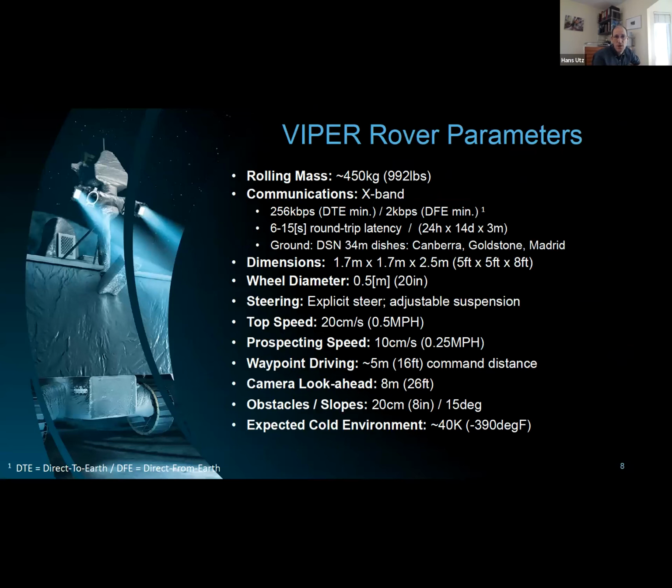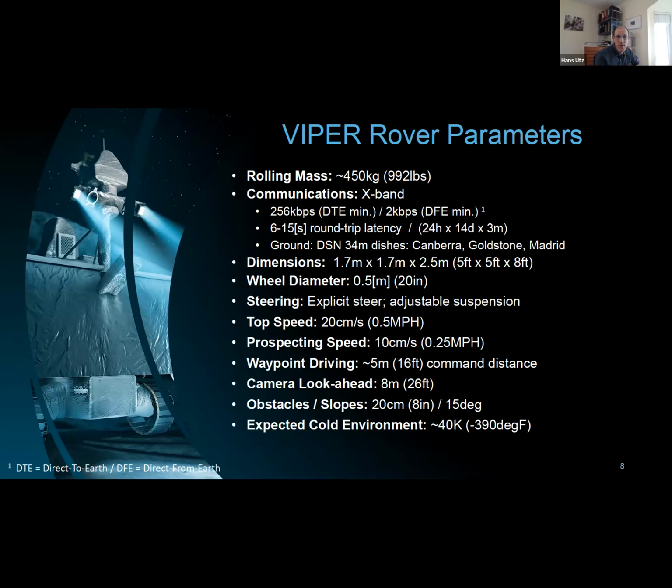So the rover is relatively heavy, communicates over X-band, and has the dimensions of a kind of a golf cart. As said, trafficability is a significant concern, given the lunar regolith, which makes driving difficult with a lot of slip.